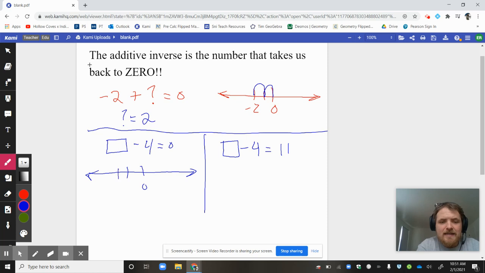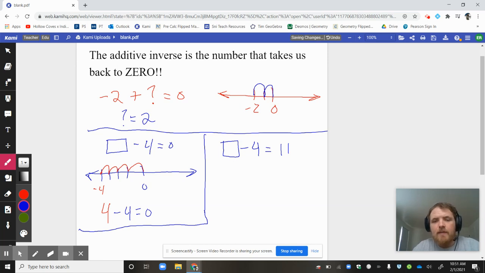I'm at -4, so I have to move to the right 1, 2, 3, 4. -4 plus 4 equals 0. Again, if you think about it like that and it works, great. But there's a little formula that can help us out here.